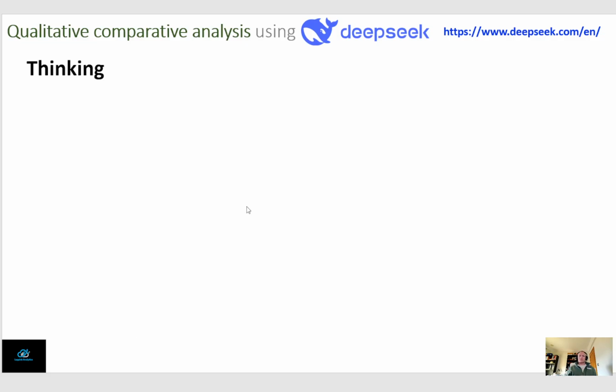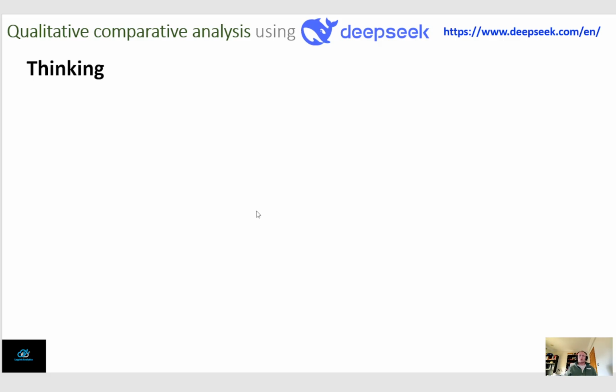Yes, it does, because then the thinking phase starts. And one very cool feature about DeepSeek is that you can put the thinking mode on, and also the searching mode. Searching would be useful, for instance, for searching sources.